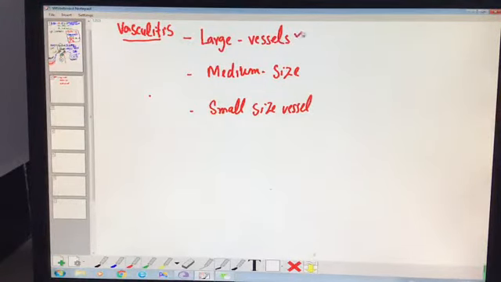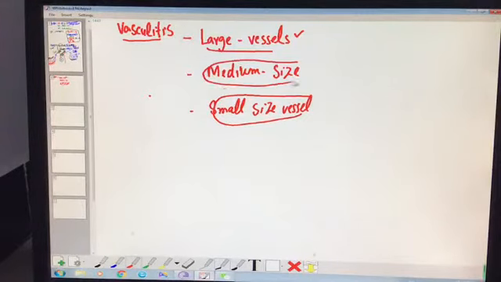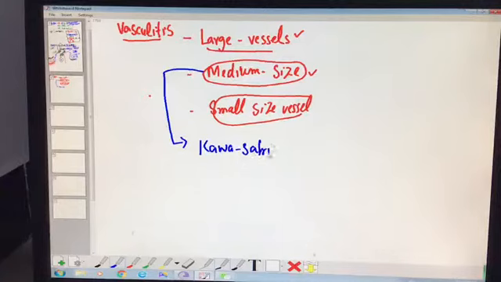Large vessel vasculitis we have done. Small vessel vasculitis we have also done. Now we talk about the medium-sized vasculitis. What are the types of medium-sized vasculitis? Number one is Kawasaki disease. Which type of arteries does Kawasaki disease affect? Kawasaki disease basically involves the coronary artery system.